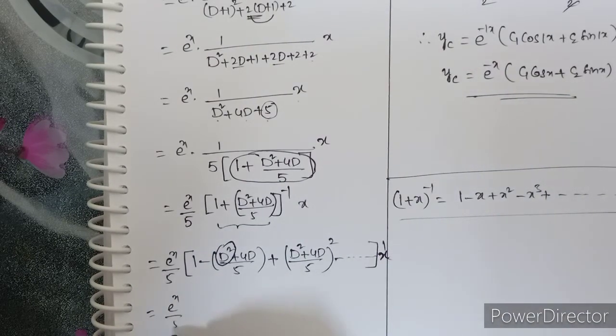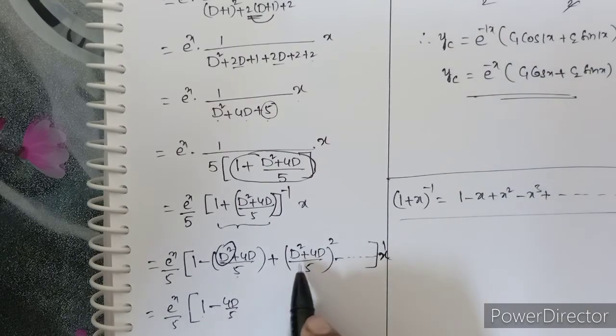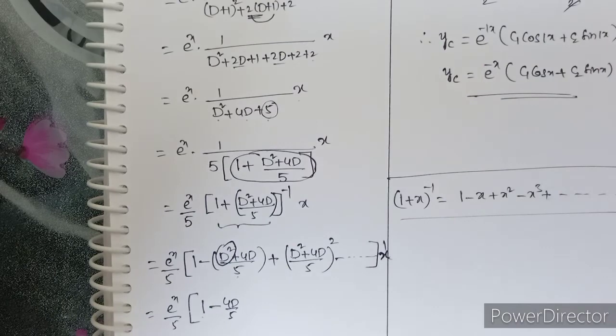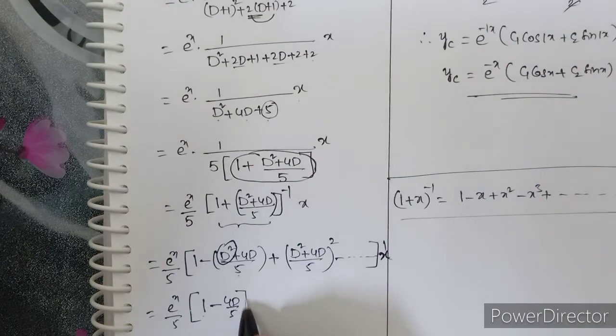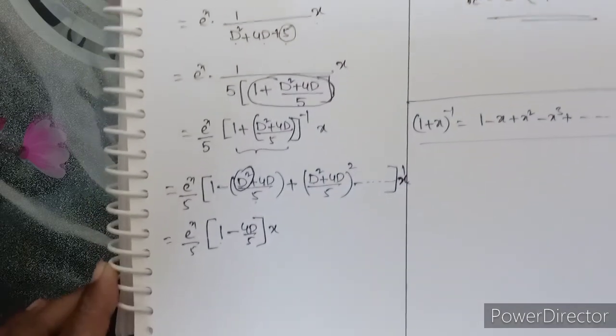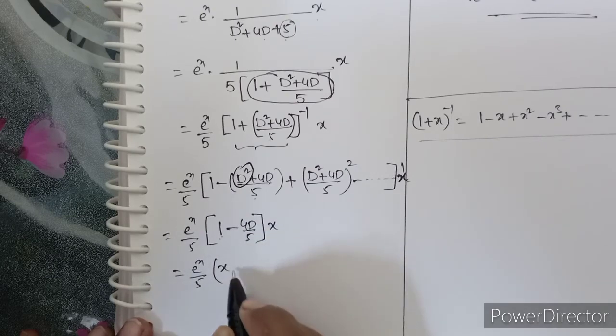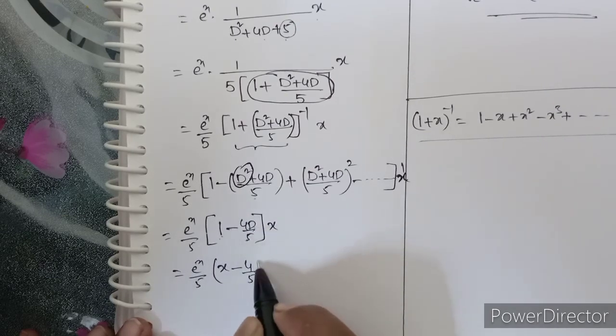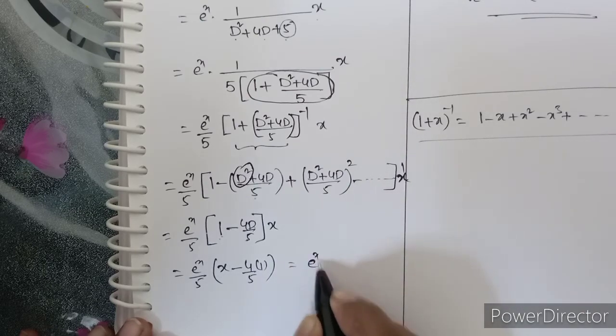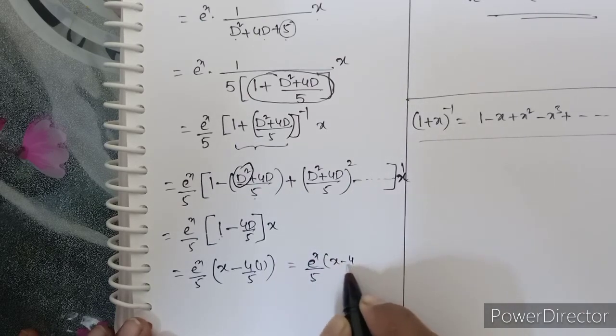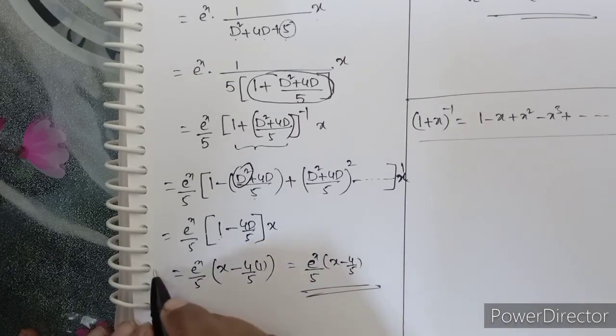Therefore, e^x by 5. Now the remaining terms are 1 minus 4D by 5. Except these two terms, all the terms from D square onwards we neglect. So only the remaining terms are 1 minus 4D by 5 into x. Now we distribute: e^x by 5 into 1 into x is x, minus 4 by 5, the derivative of x is 1. So we got e^x by 5 into (x minus 4 by 5). This is the particular integral.